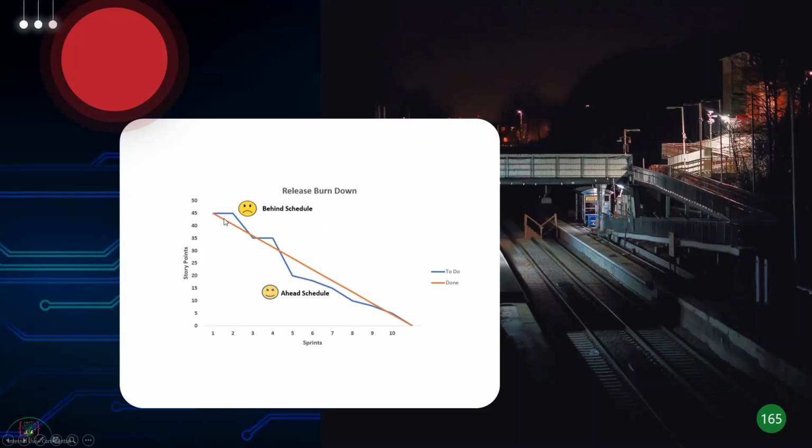If my to-do line is above the done line, I'm obviously behind schedule. I'm not finishing as many story points as I should. If my to-do line is below the done line, it means I'm ahead of schedule. I'm finishing a lot of story points. So a release burn down is also a good graphical representation of how your team is progressing.